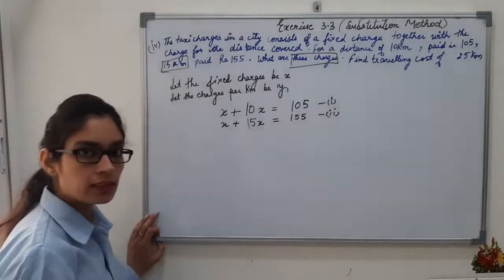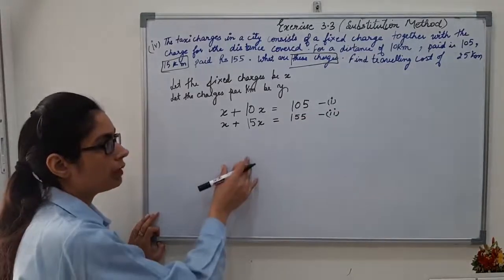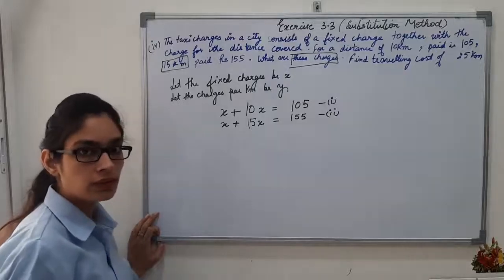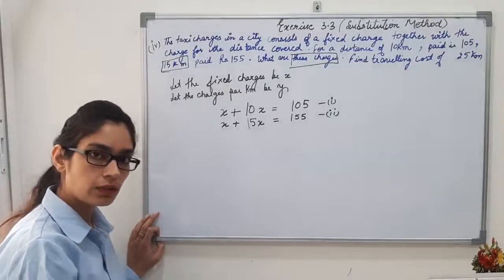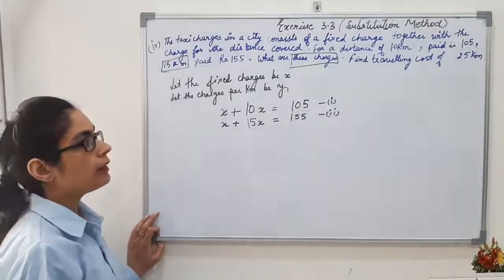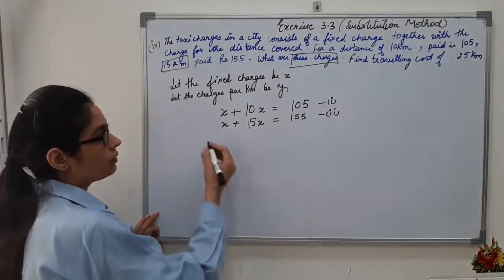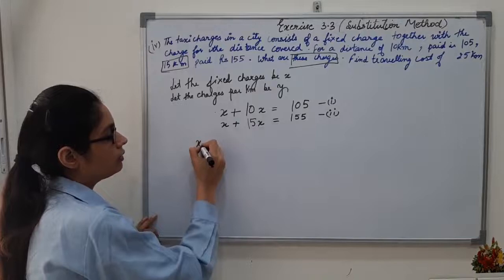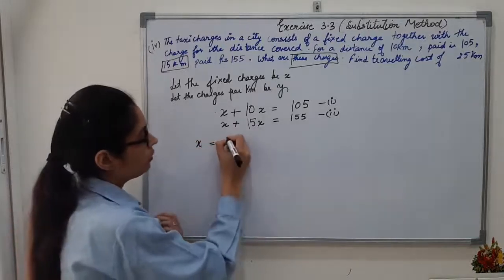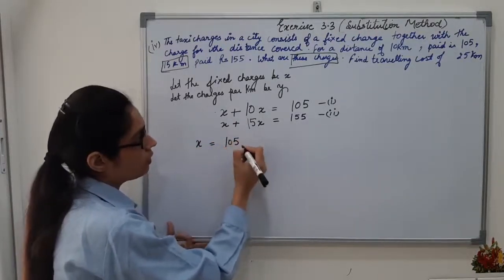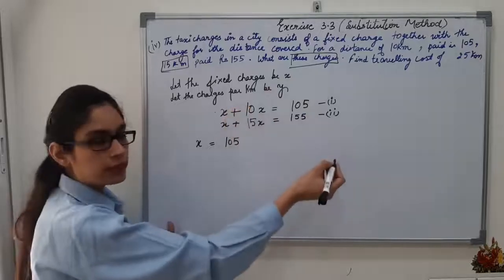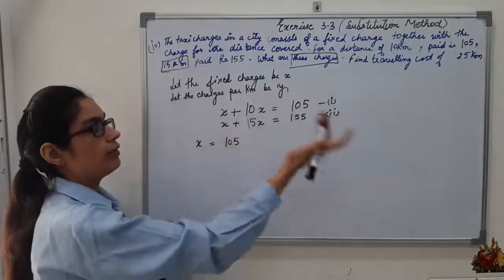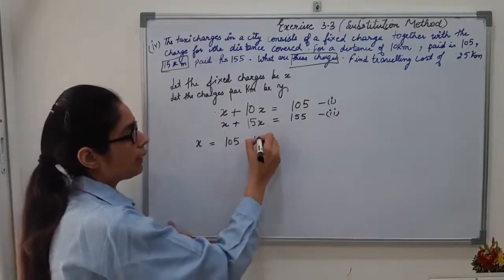Again, these equations are very simple, but if you want, you can pause the video and try to solve these equations yourself, and in the meantime I will also solve them for you. In the first equation, x plus 10y is equal to 105. This 10y I will shift to the other side, and it will become minus 10y.